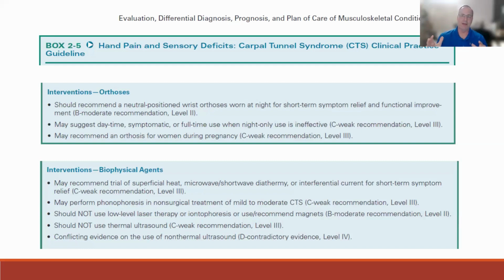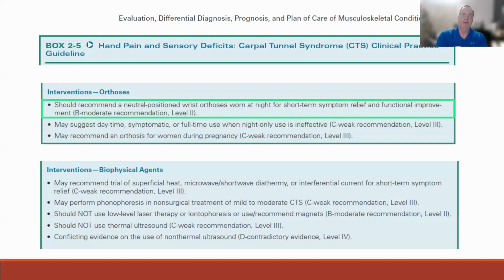So again, Brad Traeger and Mike Crow have done a wonderful job of taking what can be really, really long clinical practice guidelines and summarizing them into about a one-page or half-page summary. And as it relates to this question, we can see that there is a moderate strength of recommendation, so level 2 or grade B, to use a neutral position wrist orthosis at night.